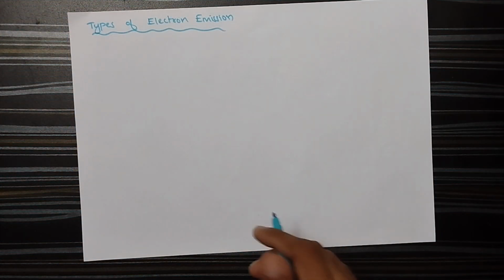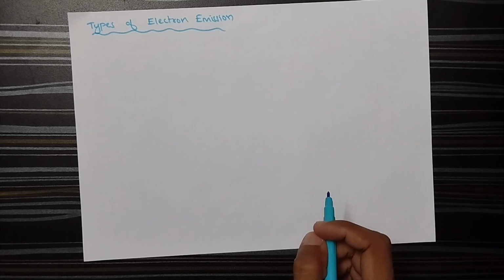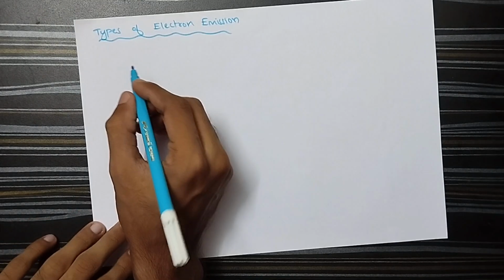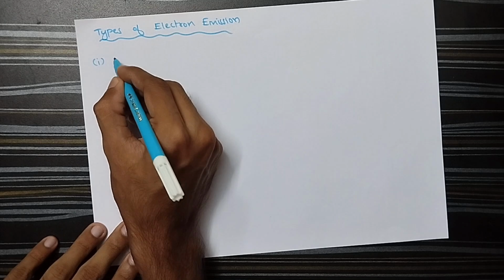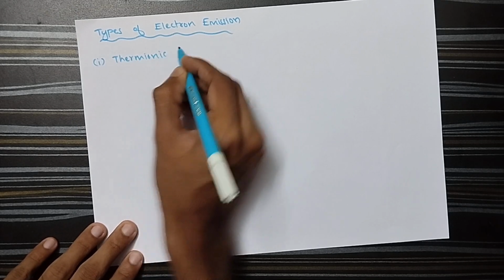Types of electron emission. There are mainly four types of electron emission. The first one is thermionic emission.